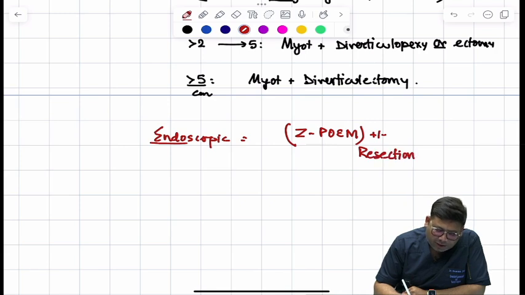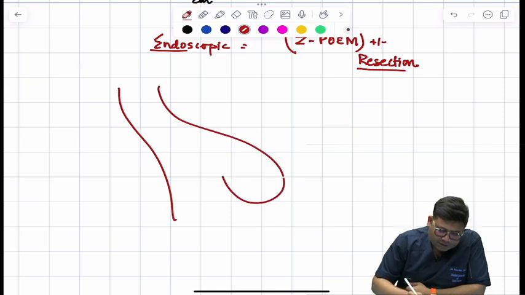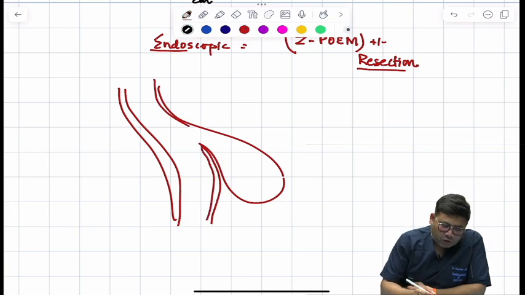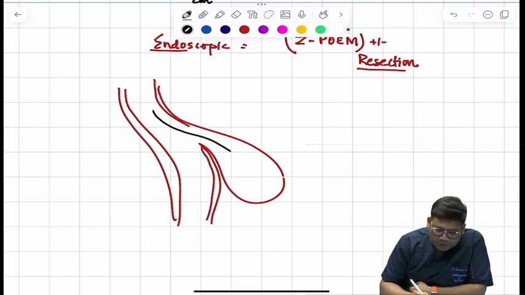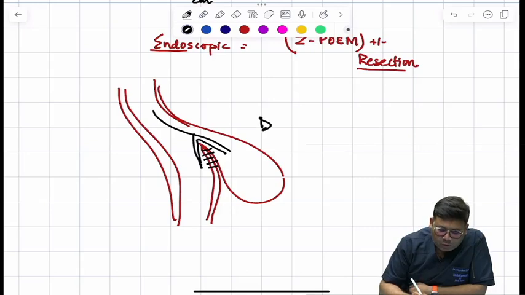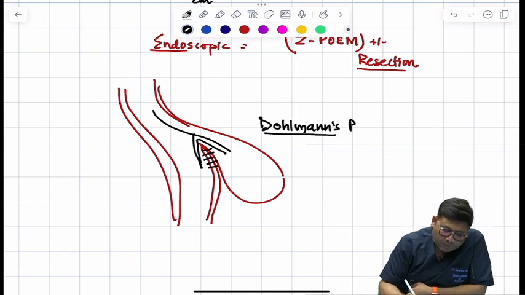Now what do you mean by endoscopic resection? It's straightforward: this is the diverticula that we have. This is the normal esophageal wall. So the esophageal wall is like this, right? So what you will do? You will take a special endo-GI stapler and you will fuse this wall. So this is what is known as a Dolman's procedure. The spelling is incorrectly written in that slide. So what is Dolman's procedure?